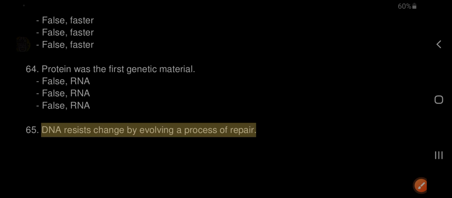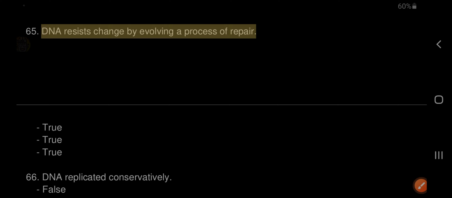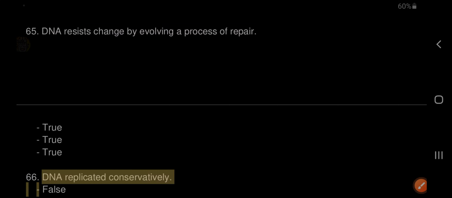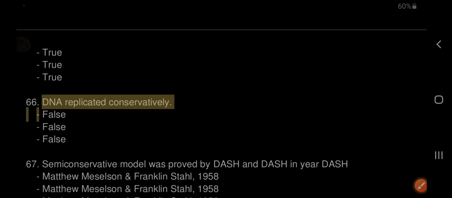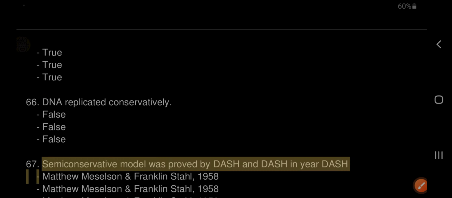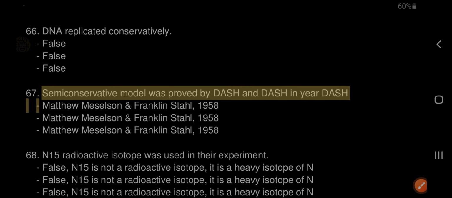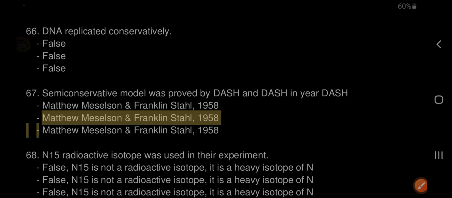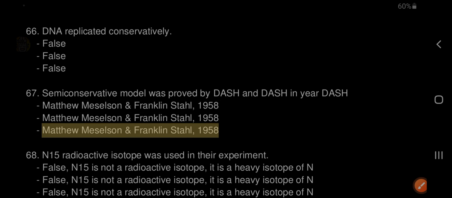65. DNA resists change by evolving a process of repair. True. 66. DNA replicates conservatively. False. 67. Semi-conservative model was proved by dash and dash in year dash. Matthew Meselson and Franklin Stahl, 1958.